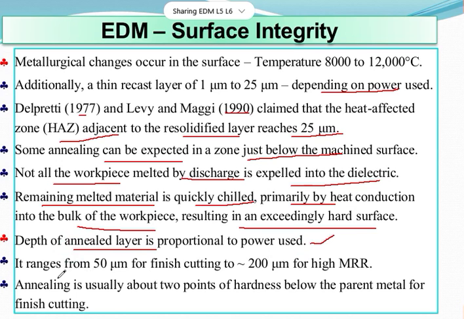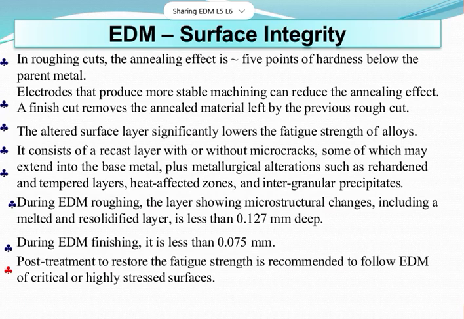Now, the depth of the anneal layer is proportional to the power used. It ranges from 15 micrometer for finish to 200 micrometer for higher MRR. And one more thing is that annealing is usually about 2 points of hardening below the parent metal for finish cutting. In rough cut, the annealing affects 5 points of hardness below the parent metal. An electrode that produces more stable machining can reduce the annealing effect.